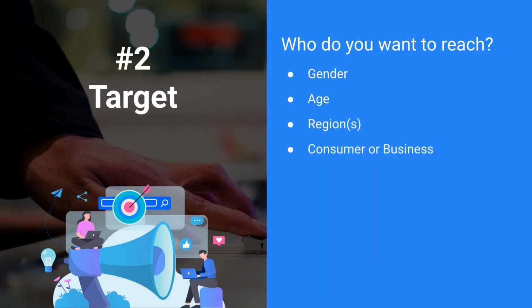Are you reaching out to consumers or businesses? If you're trying to reach out to businesses, you want to perhaps even focus on their job title. Are you trying to reach a president? Are you trying to reach a clerk? It really helps to better understand who you're trying to reach with your goals so that we can make the best decisions through the process of developing a website.